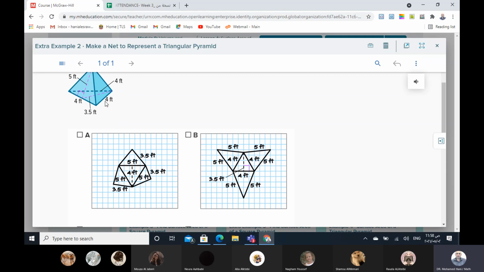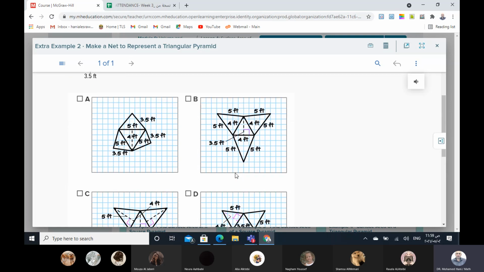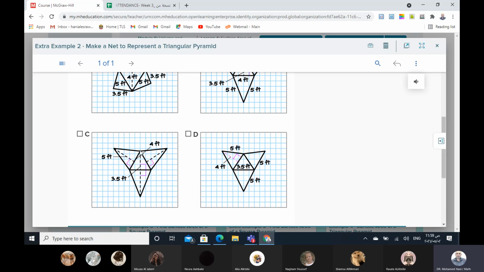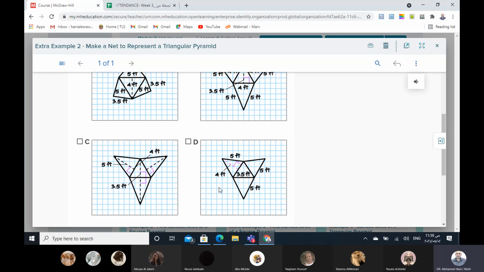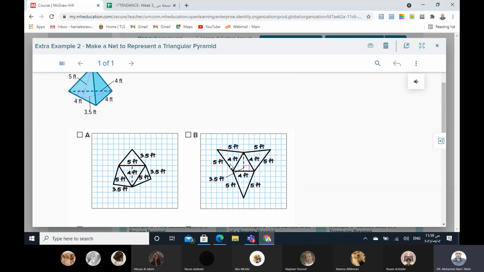And as you see here, we have 4, the base 4, and here 4, and here 4. But here we have 5, 5, 5. So this is false. Here we have 4 and 4 and 4. Maybe this is right. And here we have 4 and 4 and 4. Here we have 3.5. So this is wrong. So I will choose between B and C.